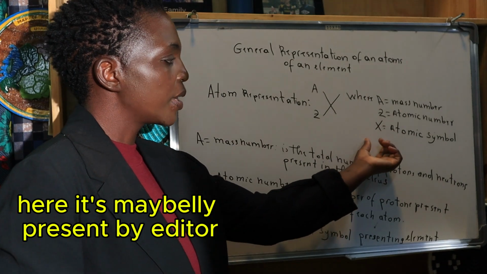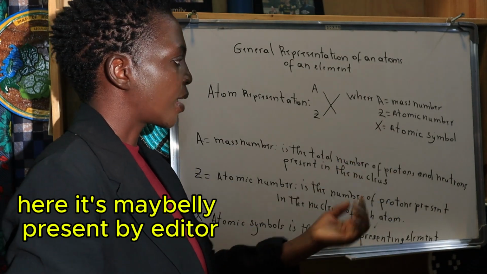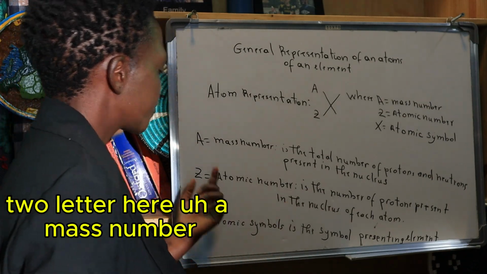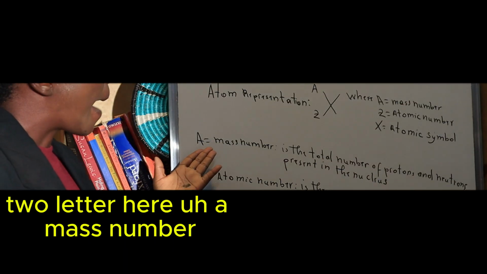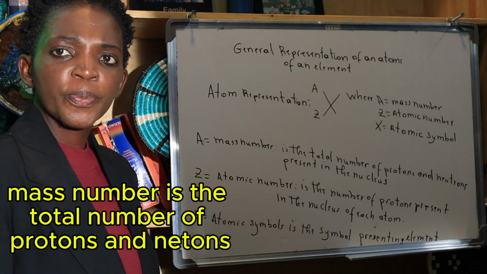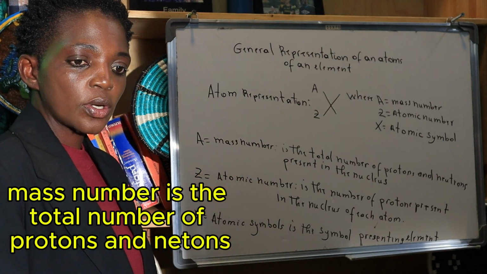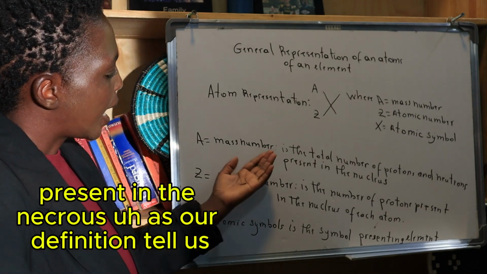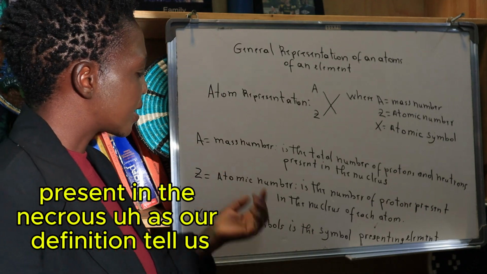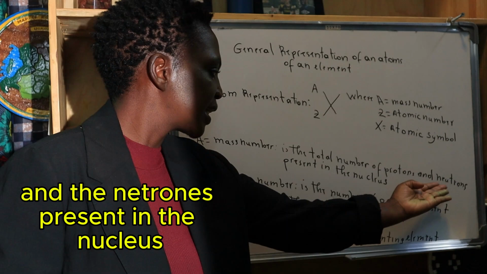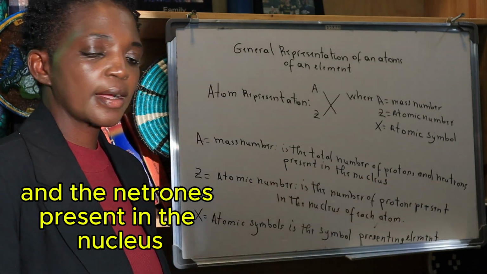Here it may be replaced by a letter. It may be one letter or two letters. Mass number is the total number of protons and neutrons present in the nucleus. As our definition tells us, mass number is the total number of protons and neutrons present in the nucleus.